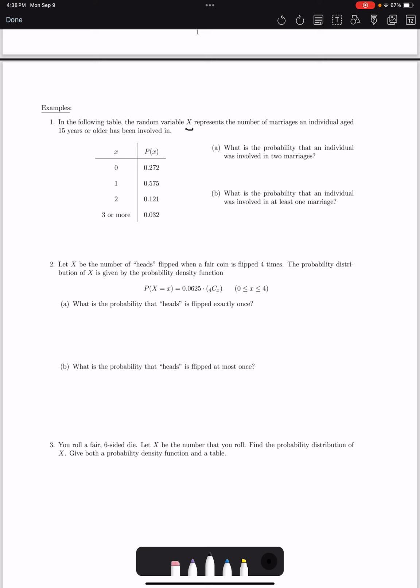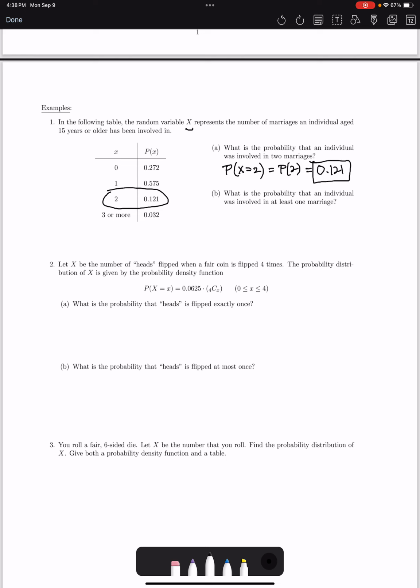Anyway, part A. What's the probability that an individual was involved in 2 marriages? So we want the probability x equals 2, right? We could write that as probability x equals 2, or we could simply write it as probability of 2, right? And this is just asking us if we can read the chart, right? And, well, there's the probability. It's 0.121. So there's like a 12% chance that an individual has been involved in 2 marriages.